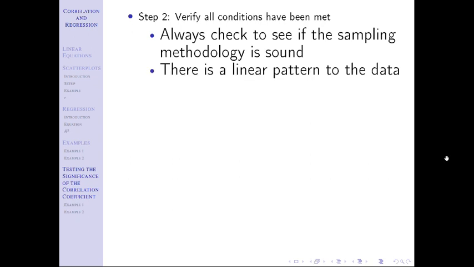Number two, there's a linear pattern to the data. Why is this important? We want to look at the scatter plot and say to ourselves, if there's a linear correlation present visually, then we can go ahead and test statistically, do we have that? The idea here, maybe you want to make a note about this, is that if I see a pattern that is not linear, this is not appropriate.